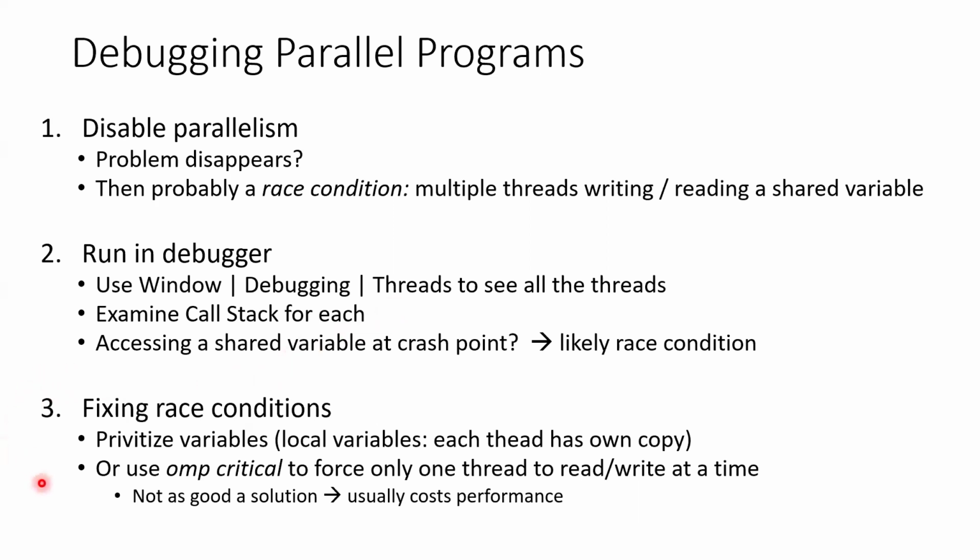Then to fix the race condition after you find it, you can either make the variable into a local variable so that each thread has its own copy, or you can use the OpenMP critical to force that section into a critical section. It's usually not a good solution because it usually costs performance. But if you have to do it, you have to do it.